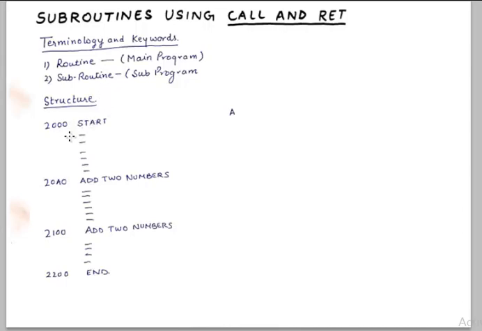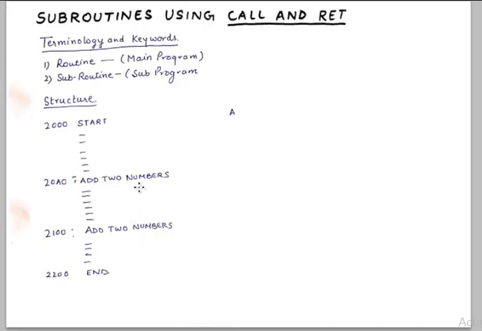For example, a program is written in the memory of a microprocessor at location 2000. So progressively, as the program is written, the memory locations are also increasing. So within this large program, at two different points in memory, at 20A0 and 2100, we get the need to add two numbers.